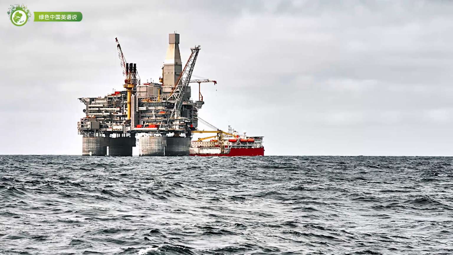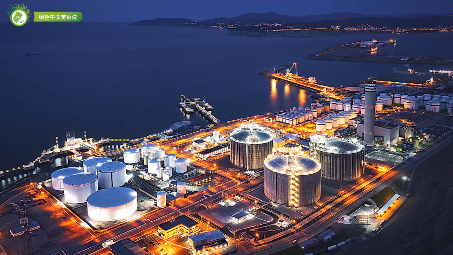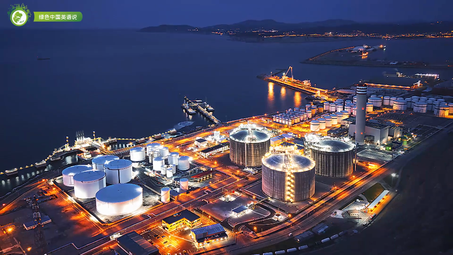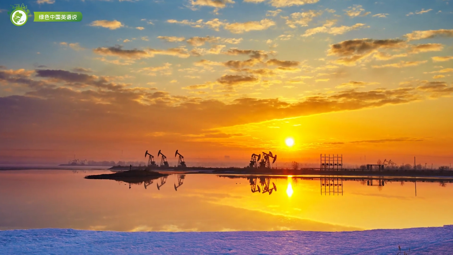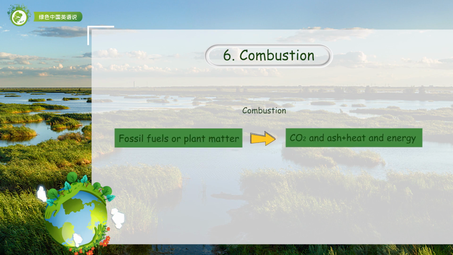Humans extract fossil fuels, fossilized organic carbon buried before it completely decomposes, and bring them back to the Earth's surface. This is a relatively recent phenomenon. And in a subsequent step, fossil fuel combustion occurs. Combustion converts fossil fuel or plant matter into carbon dioxide and ash. And in the process, heat and energy are released.